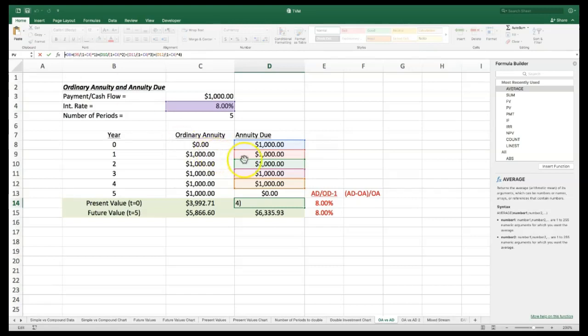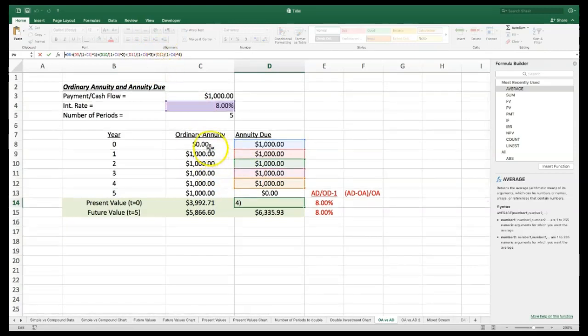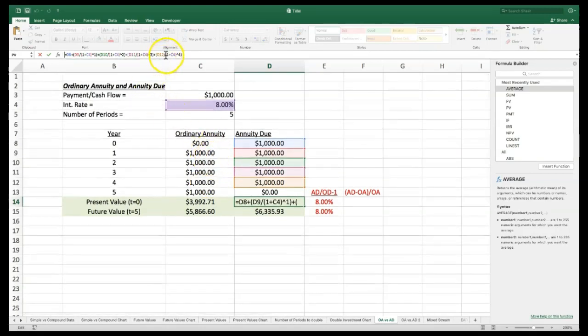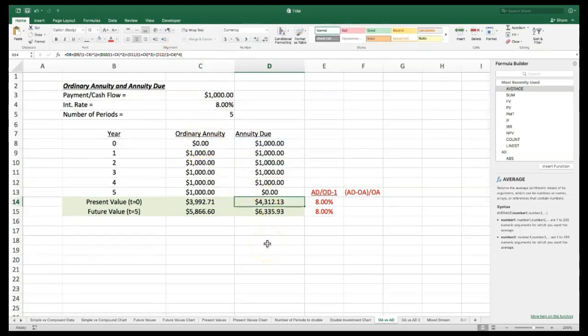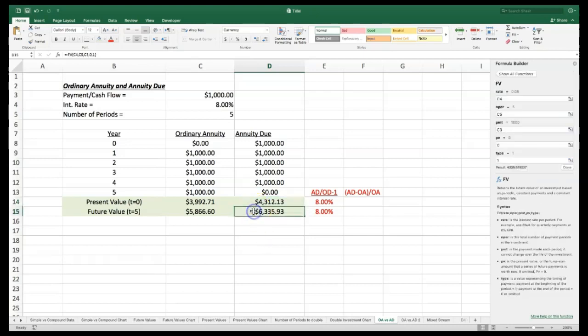D9, this would be the first year's cash flow, and we divide that by 1 plus the interest rate of 8%, C4, raised to the power of 1 because we're discounting one period from period 1 to period 0, the present time, t equals 0. And then we have D10, the cash flow in the second period, divided by 1 plus the interest rate raised to the power of 2 to reflect the fact that we have 2 years out. And then D11, that $1,000 cash flow in year 3, divided by 1 plus the interest rate raised to the power of 3 because we're discounting 3 periods back to time 0. And then finally D4, that's the 4th year payment, and that gets discounted 4 periods, for a present value of $4,312.